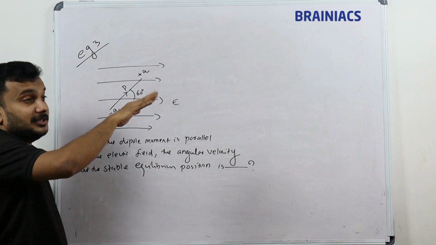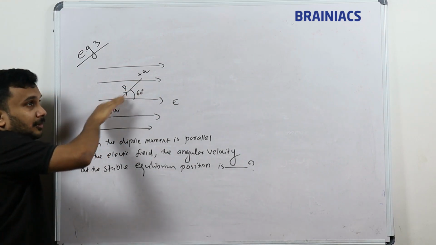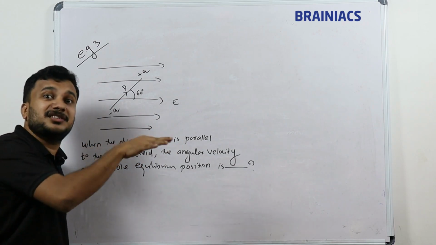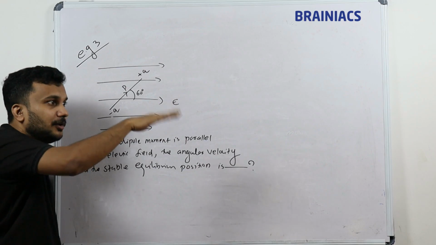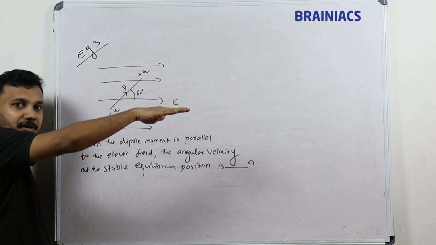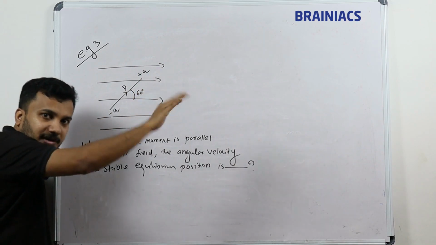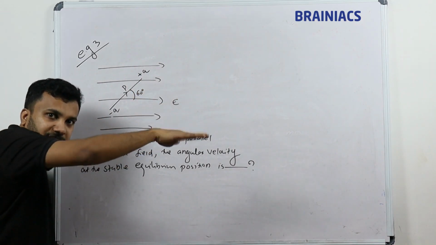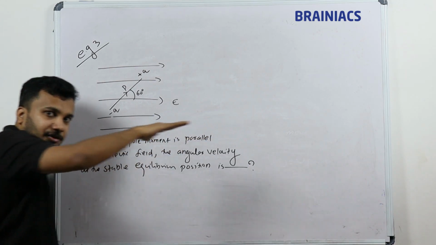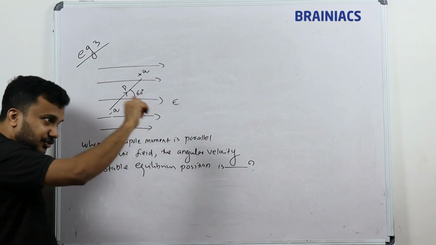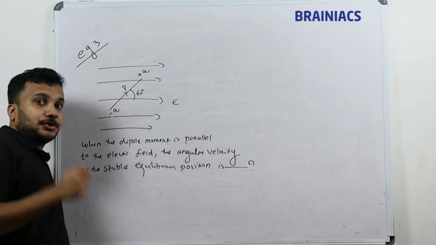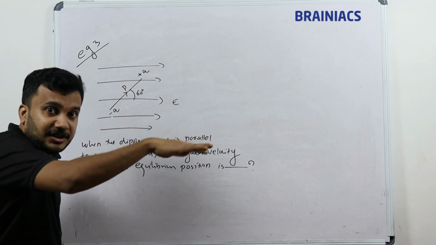Just jerking like this means the dipole is not ready to go out of that state, because it is in stable equilibrium. Stable equilibrium means it always wants to stay like this. If you give a small disturbance, it will always come back and settle. Initially it will jerk and come back parallel to the electric field. So this will have certain oscillations, and you need to find that oscillation frequency.